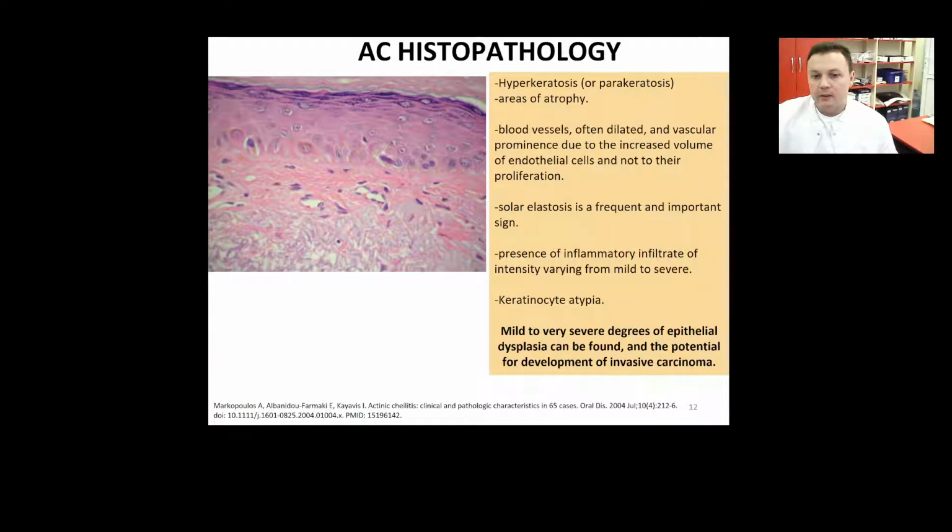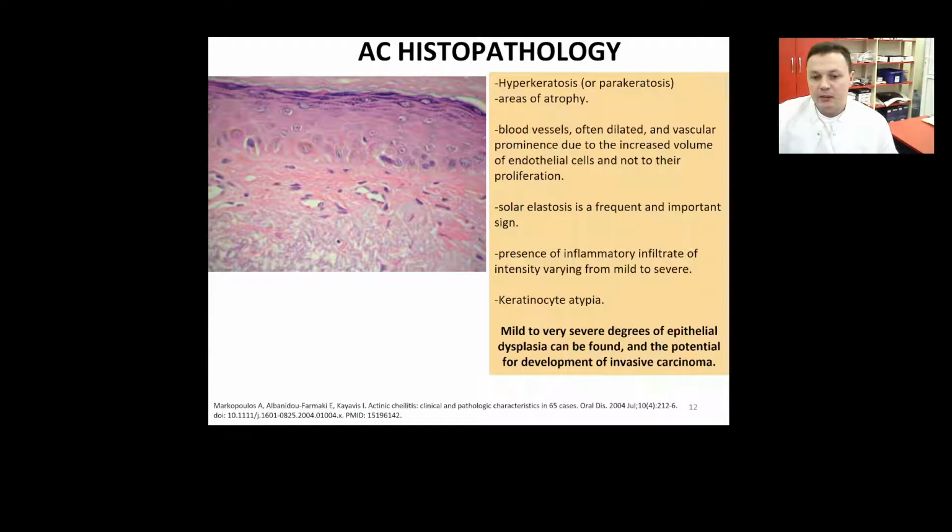Hyperkeratosis or parakeratosis and acanthosis are universal aspects. Also, areas of atrophy are not rare. The lamina propria shows blood vessels often dilated and vascular prominence due to increased volume of endothelial cells and not their proliferation. Presence of solar elastosis is a frequent and important sign. Still, in the dermis, there is a presence of inflammatory infiltrate of intensity varying from mild to severe, which is composed predominantly of lymphocytes, but also with distinct participation of plasma cells and eosinophils.